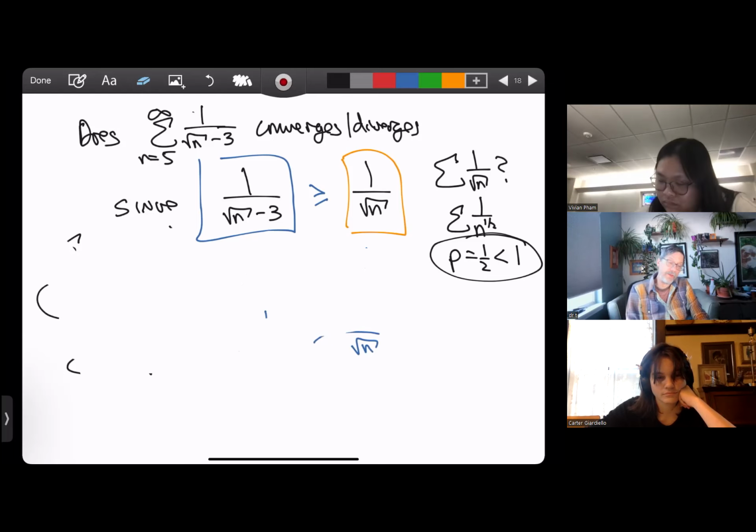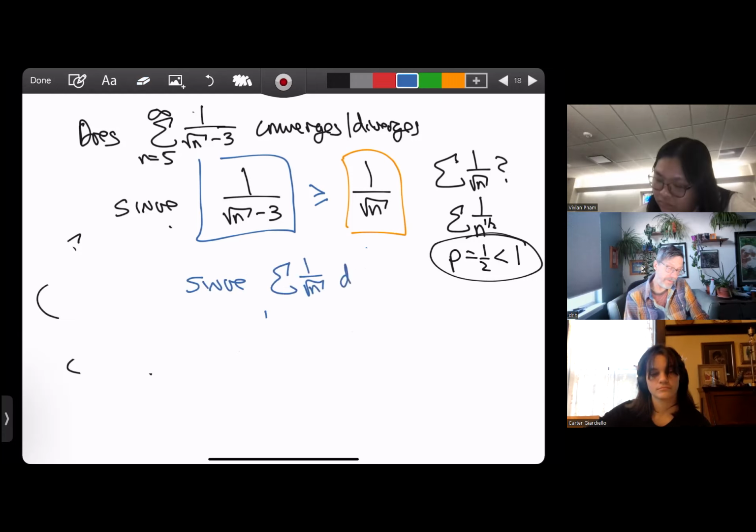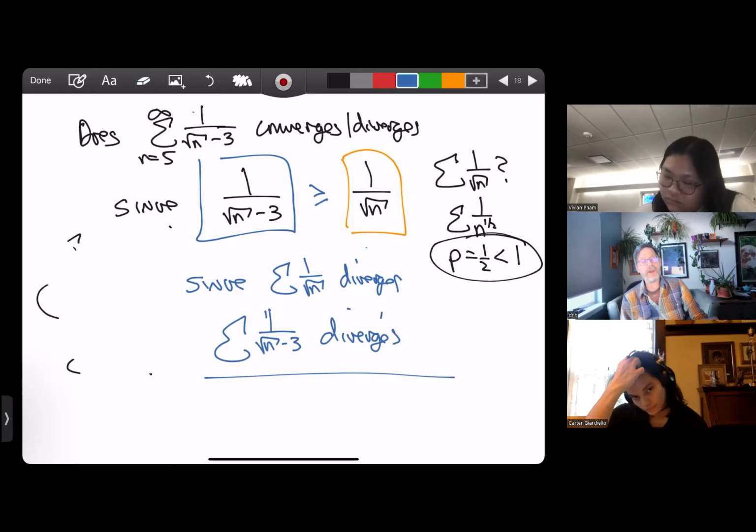The key thing that I'm trying to get across, though, is that since this series diverges, in other words, adds up to infinity, how does this sum compare? It must diverge as well, because it's an even bigger sum since the terms are bigger. Does that make sense? Lou, does that make sense to you that this one also diverges? Yeah, awesome. So that's the kind of comparison test we didn't really spend much time on.